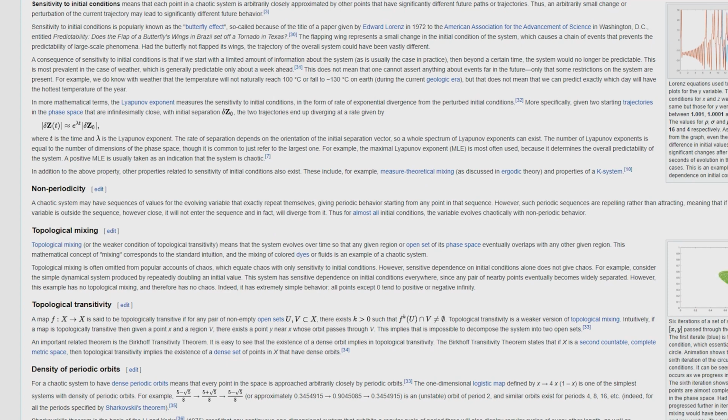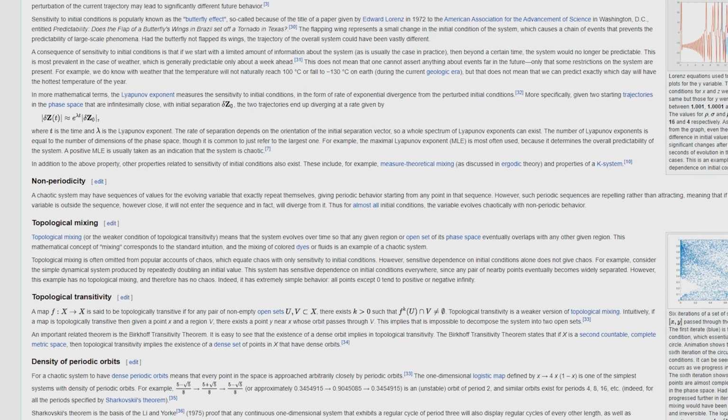Topological mixing. Topological mixing, or the weaker condition of topological transitivity, means that the system evolves over time so that any given region or open set of its phase space eventually overlaps with any other given region. This mathematical concept of mixing corresponds to the standard intuition, and the mixing of colored dyes or fluids is an example of a chaotic system. Topological mixing is often omitted from popular accounts of chaos, which equate chaos with only sensitivity to initial conditions.